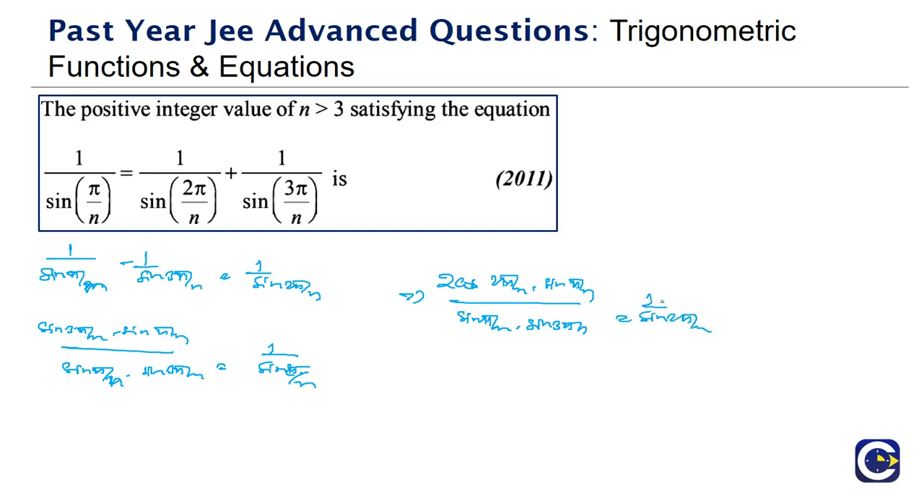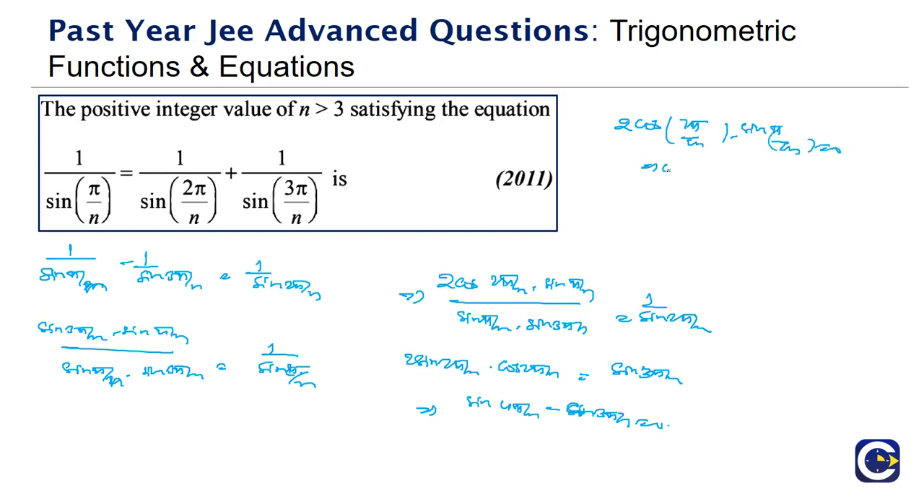So further simplifying this, what you will get? 2 sine 2 pi by n into cos 2 pi by n is equal to sine 3 pi by n, which implies sine 4 pi by n. This is nothing but 2 sin a cos b, which will be sine 2a. Sine 4 pi by n minus sine 3 pi by n is equal to 0. Now we use the sin c minus sin d formula, which is 2 cos c plus d by 2 sin c minus d by 2. 2 cos 7 pi by 2n into sin pi by 2n is equal to 0, implies cos 7 pi by 2n is equal to 0 or sin pi by 2n is equal to 0.